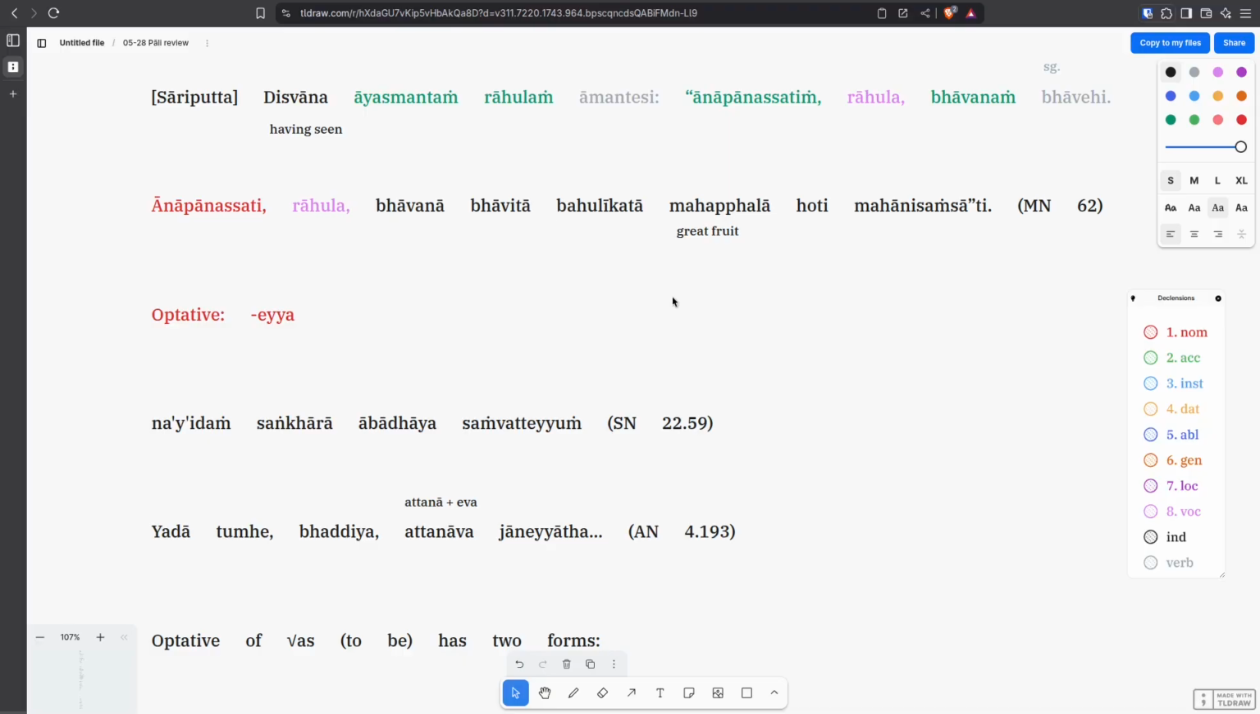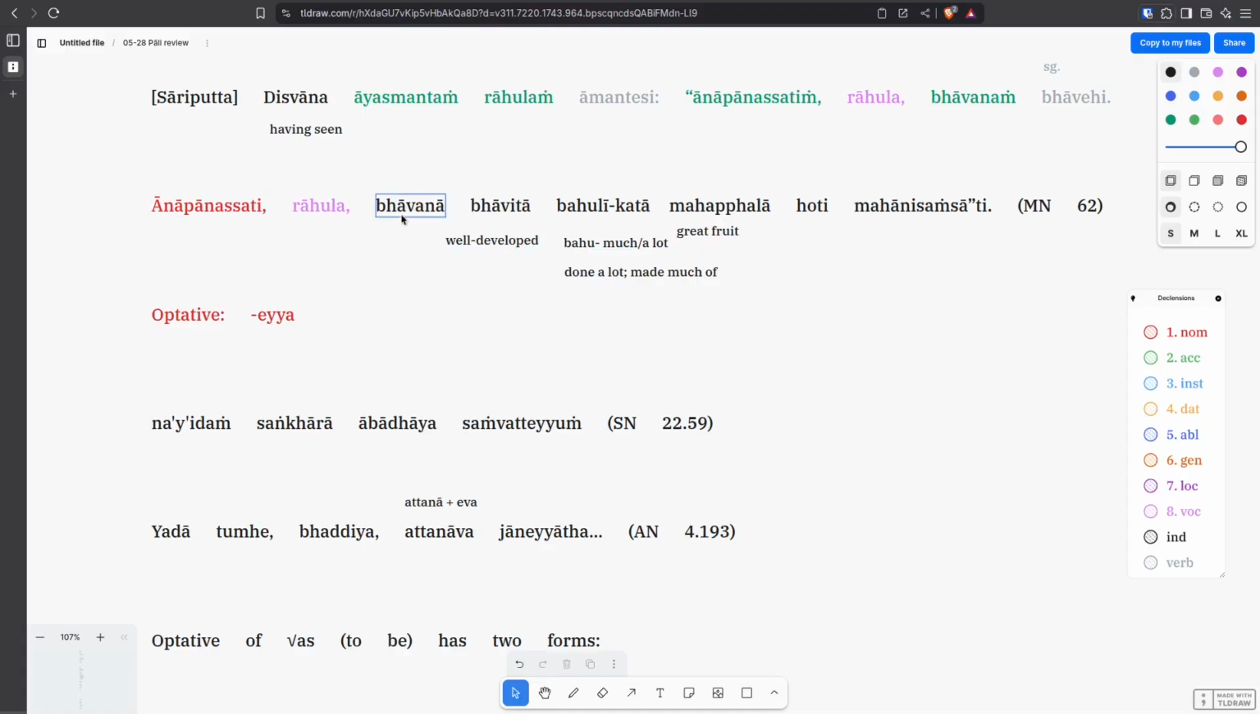Bhavita would be like well developed, when well developed, and then Bahulikata would be like made much of. Bahu is much or a lot, and kata you recognize from karoti. This is the past participle form, done or done a lot, literally, but in more idiomatic English you would say made much of or practiced a lot.